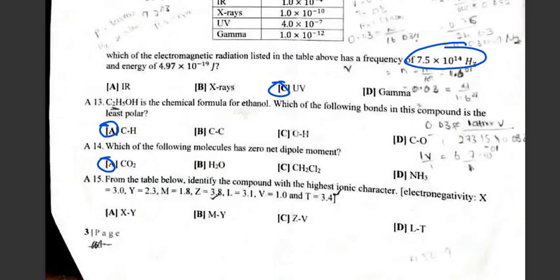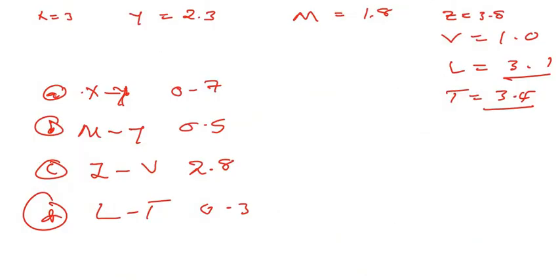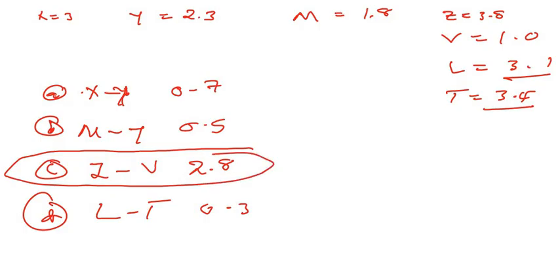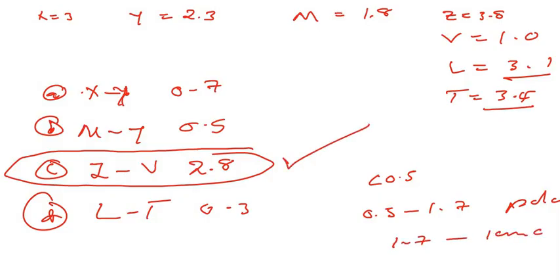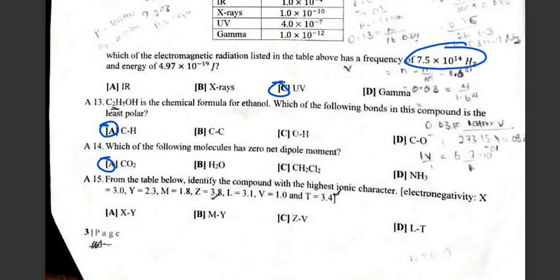The question is asking us, from the table below, to identify the compound with the highest ionic character. So the highest ionic character is the one with the big difference. Because we remember we said less than 0.5, the molecule is non-polar. Between 0.5 and 1.7, the molecule is polar covalent. Above 1.7, it's ionic, right? So this is the one that's ionic. The answer there is C. That's how we do that.